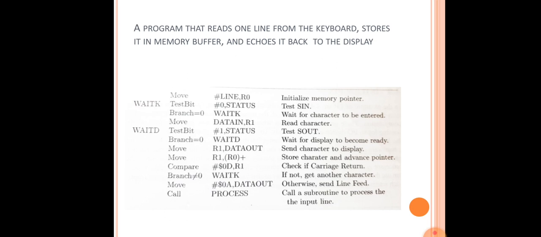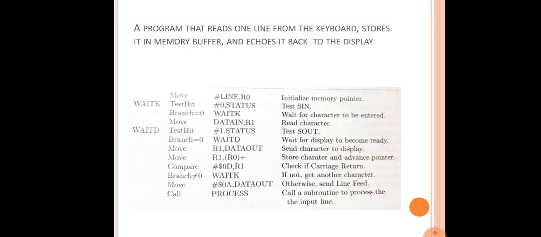Next is to check the status of the keyboard. Test bit 0 status. It checks the status flag SIN. That means it checks whether any character is entered at the keyboard. If any character is entered at the keyboard, this status flag, that means SIN of the status register, is set to 1. Here we are checking test bit 0 status. A 0 indicates that no character is entered at the keyboard. If it is so, then we need to wait.